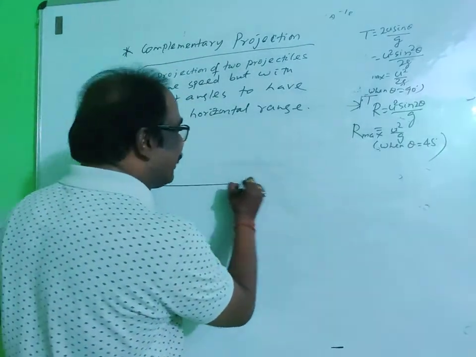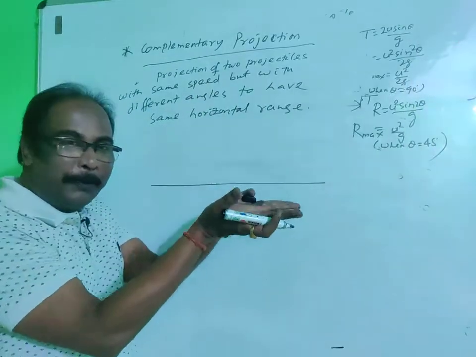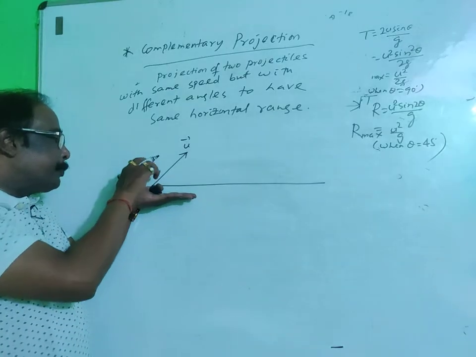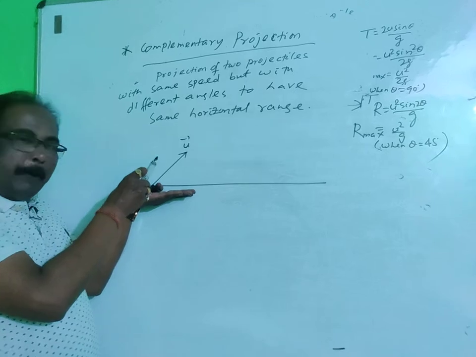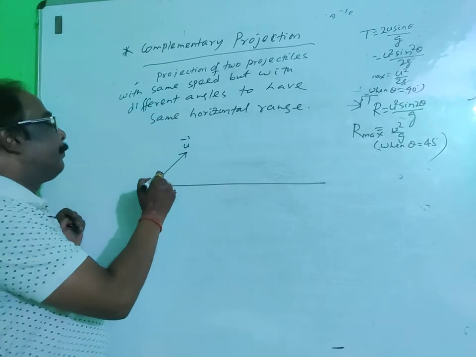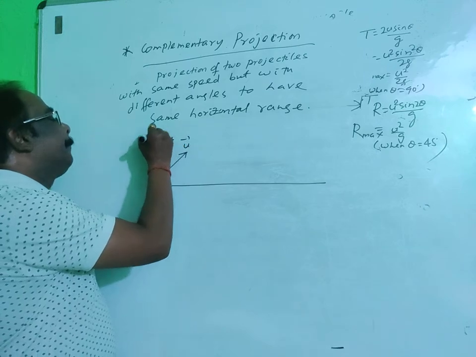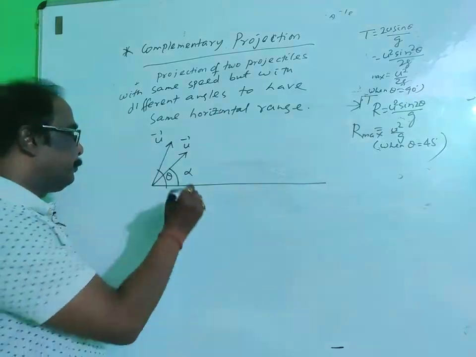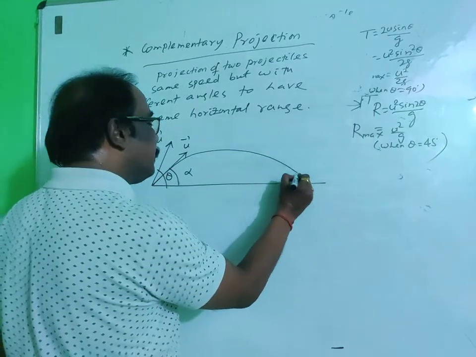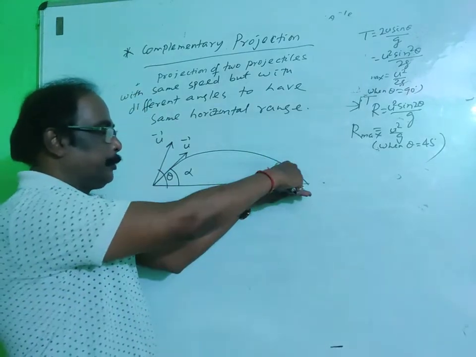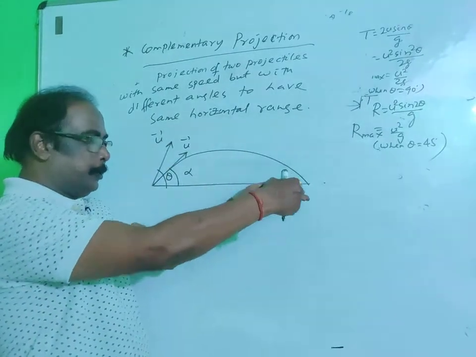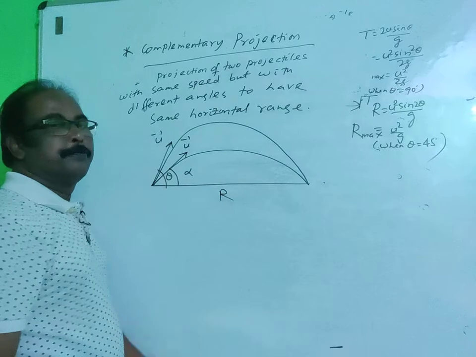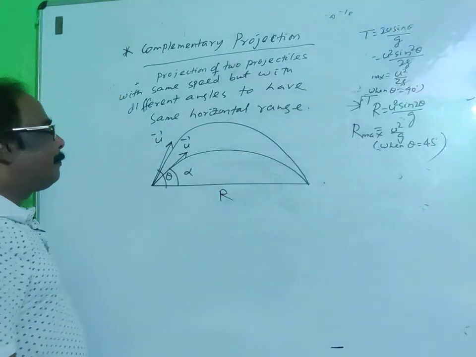Suppose this is a horizontal surface, a flat ground. Two bodies are projected. This is the first body with velocity u from this point, and another body is projected from the same point with the same speed. Suppose this angle is alpha and this angle is theta, two angles of projection. This body moves and strikes the ground at this point, and the other body strikes at the same point, so it also covers the same horizontal range. Then this is called complementary projection.